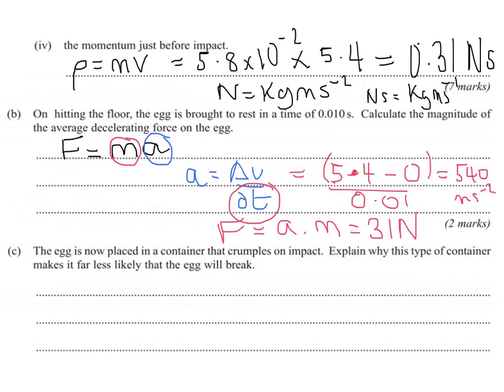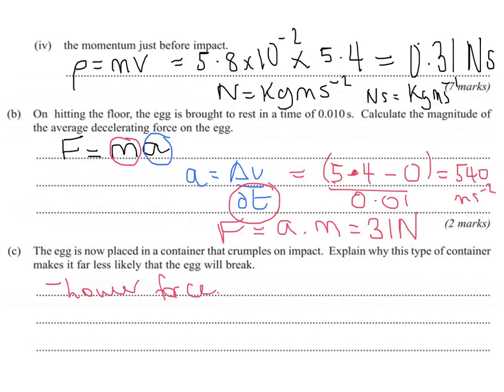Okay, so the egg is now placed in a container that crumples on impact. Explain how that makes it much less likely for the egg to break. So there are key things you need to think about here. If it's going to be less likely to break, that must mean that there's a lower force acting on it. So you've got a lower force. So that'll be why it's much less likely to break.